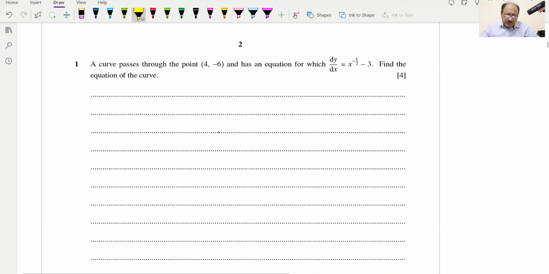Question number 1 says a curve passes through the given point and has an equation for which dy/dx is given. Find the equation of the curve. This is a 4-mark question. From the derivative, to reach the curve equation, we integrate.